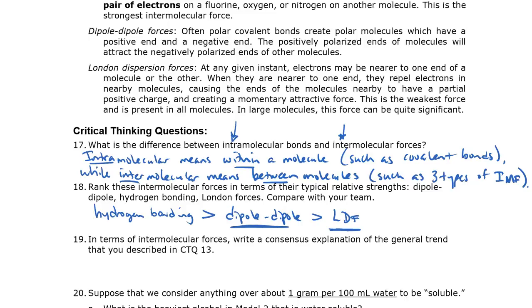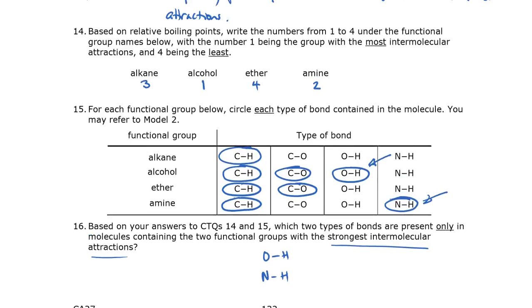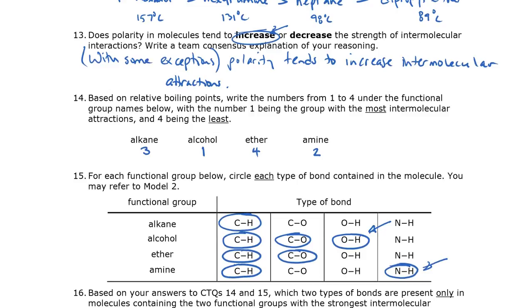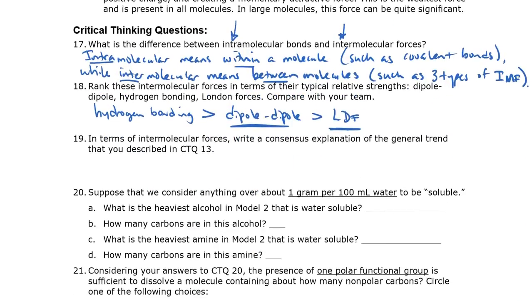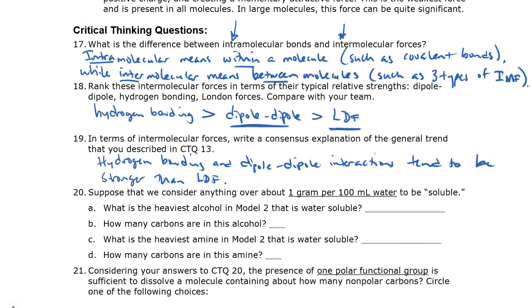In terms of intermolecular forces, write an explanation of the trend you described in question 13. So question 13, with some exceptions, polarity tends to increase intermolecular attractions. So write an explanation. Pause now. Okay, after we talked about question 18, I think you probably got something like this for question 19. Let's move on to number 20. Go back and revise your answers on this page if you need to. Pause if you need to. Then go on and answer question 20.